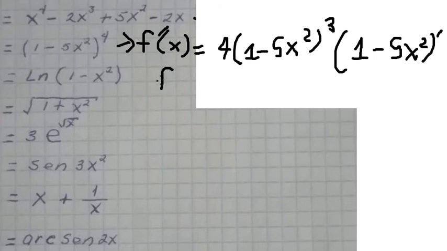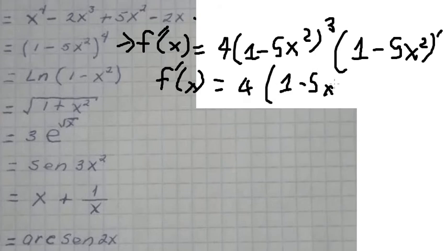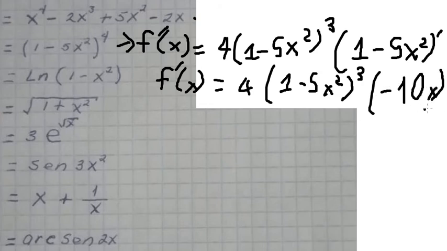So we get the first derivative equal to 4 multiplied with 1 minus 5s squared to the power of 3. This one you will get negative 10s. And this is the answer in here.